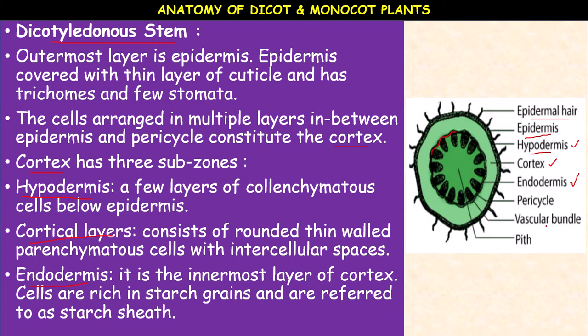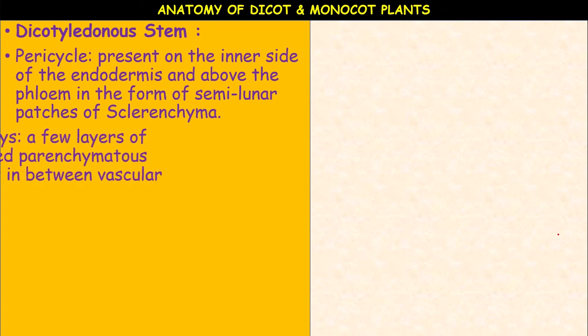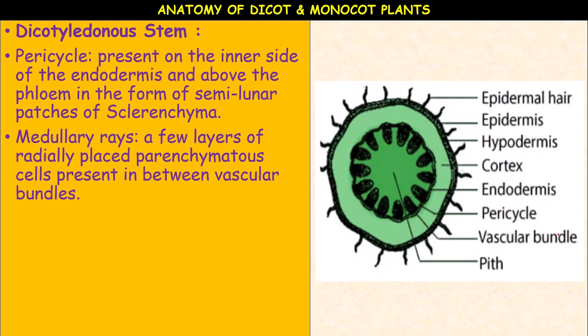Then the vascular bundles are present at the periphery, facing towards the center, and the pith is small. The pericycle is present on the inner side of the endodermis and above the phloem in the form of semi-lunar patches of sclerenchyma. The medullary rays are present. A few layers of radially placed parenchymatous cells present in between the vascular bundles are called medullary rays.